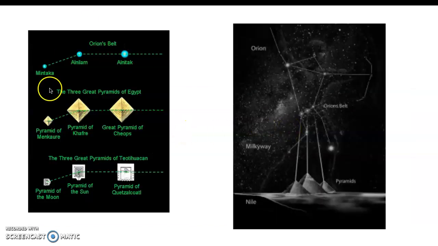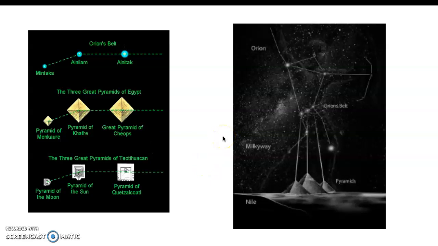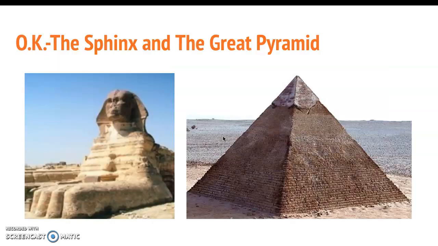There you go. So in the Egyptian faith, the stars are called Mintaka, Alnilam, and Alnitak, three great pyramids of Egypt: Menkaure, Khafre, and Cheops. And then in Teotihuacan, one of the major cities of the Aztec faith, Pyramid of the Moon, Pyramid of the Sun, and the Pyramid of Quetzalcoatl. So just interesting, and a weird connection between the two cultures.